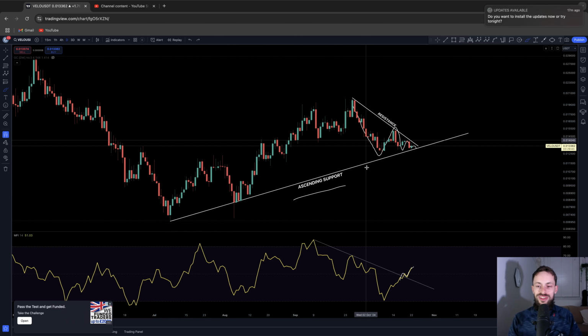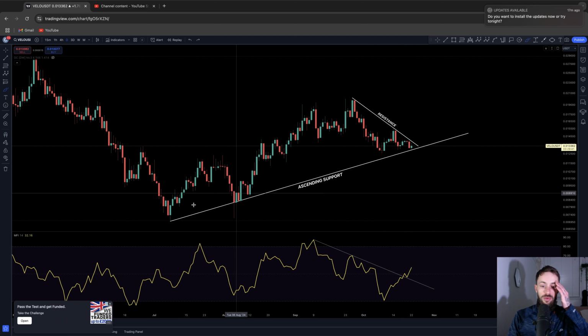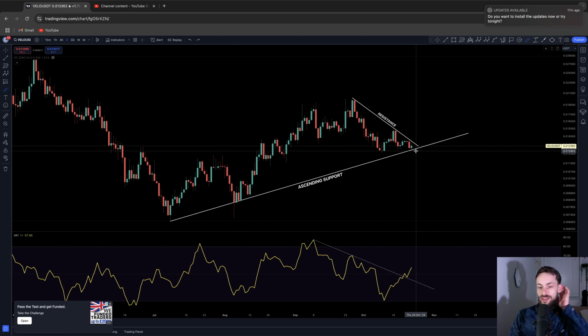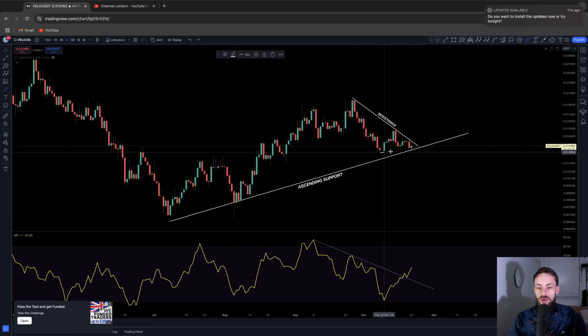Are we going to hold this ascending support line right now, which we have actually come back to and are retesting on these lows here? We are still holding some sort of ascending level of support. So you can see that Velo on the daily time frame is squeezing and compressing here, looking for a breakout or a decision.